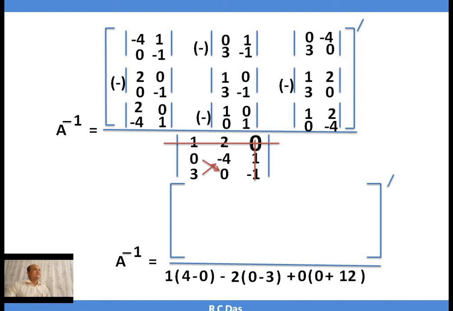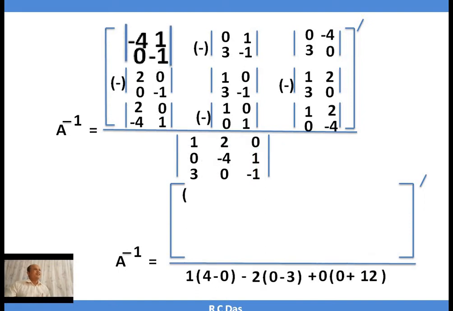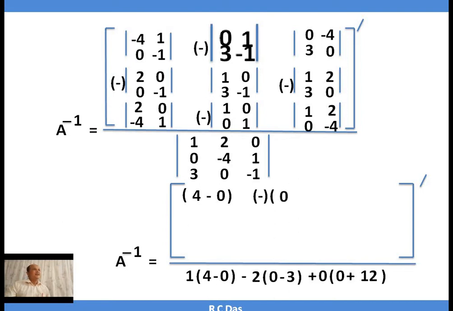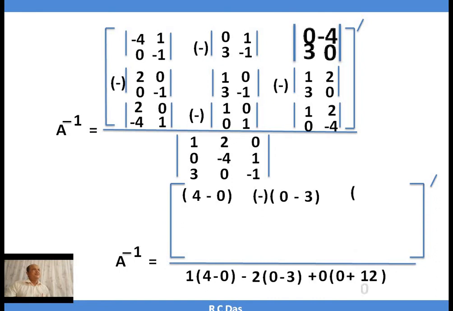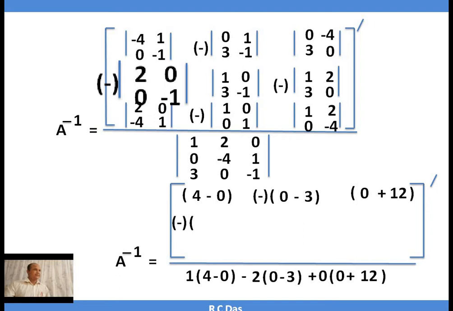Well, now calculate it, that is, cross multiply. Minus 4 into minus 1 is 4, minus 0 into 1 is 0. That is the first part. Next, minus 0 into minus 1 is 0, minus 3 into 1 is 3. Next, 0 into 0 is 0, 3 into minus 4 is minus 12, so minus minus is plus 12. Next, 2 into minus 1 is minus 2, minus 0 into 0 is 0.